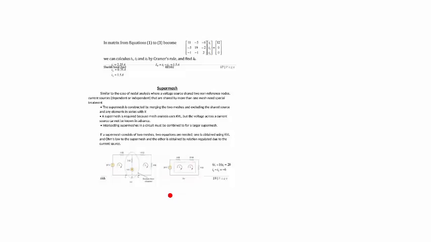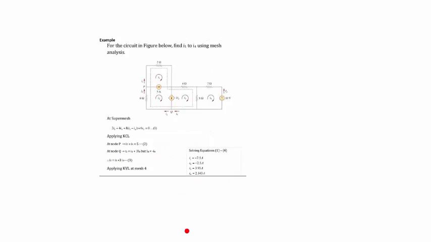Like for example, let's look at this example. This is our final example for today. And it says, for the circuit in the figure below, find I1 to I4. Why I1 to I4? Because there are 4 different loops. 1, 2, 3, 4.